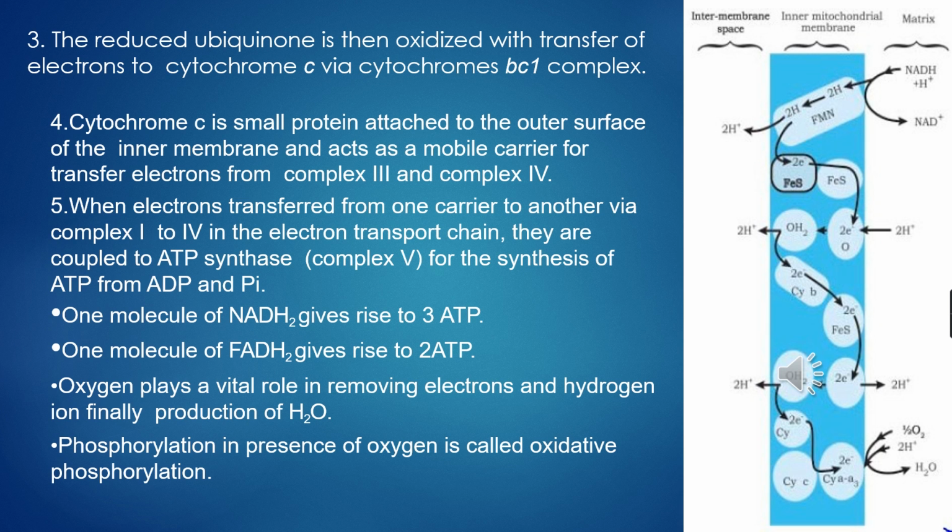When electrons are transferred from one carrier to another via complex 1 to 4 in the electron transport chain, they are coupled to ATP synthetase, that is complex 5, for the synthesis of ATP from ADP and one pyrophosphate molecule. One molecule of NADH2 gives rise to 3 ATP. One molecule of FADH2 gives rise to 2 ATP. Oxygen plays a vital role in removing electrons and hydrogen ion finally helps in the production of water. Phosphorylation in the presence of oxygen is called oxidative phosphorylation.